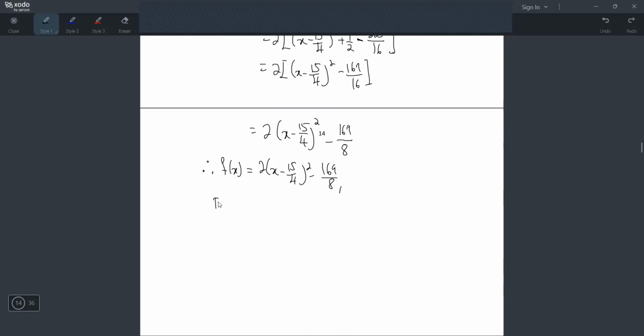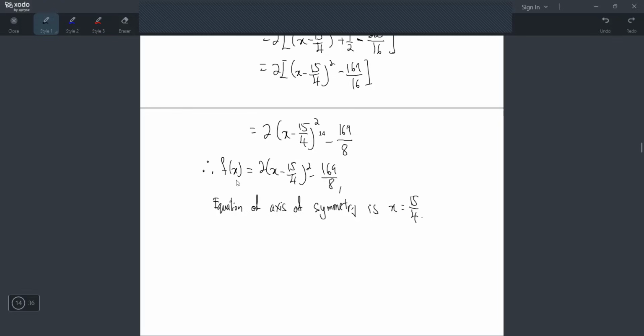Okay, so equation of axis of symmetry is, how do we know the axis of symmetry? We look at the x coordinate of the turning point. So if we look at this vertex form, how do we read the turning point? We read here and read here, right? So the x coordinate is positive 15 over 4 because when you take it out, you have to change the sign. And then the y coordinate will be whatever is at the back here, negative 169 over 8. But since I only want the axis of symmetry, I only take the x coordinate, which is x equals 15 over 4. Okay, you have to write x equals.